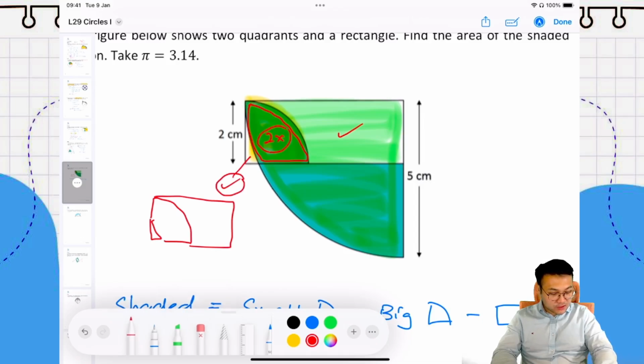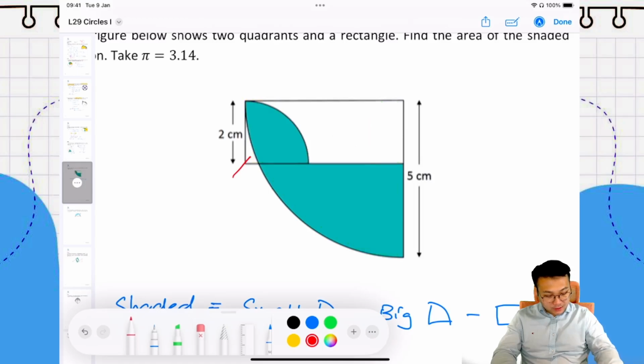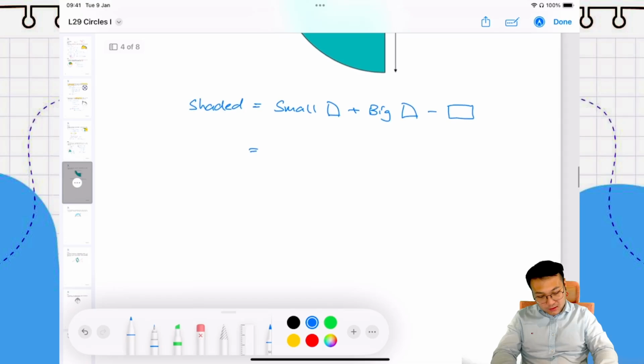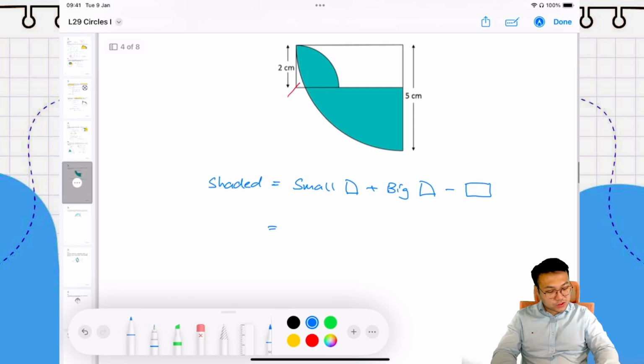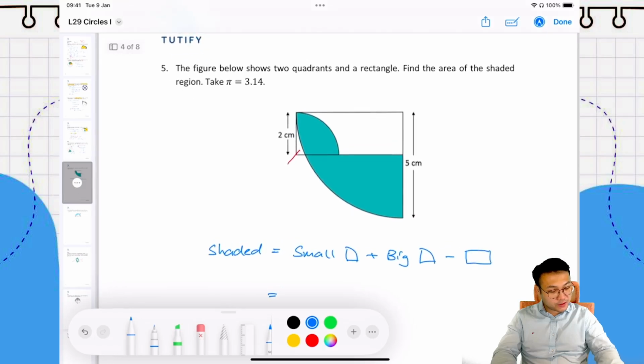You're supposed to get rid of this part and get rid of this part because they are not shaded. That's why we are getting rid of a rectangle. Okay, so that's how we do it. We take the shaded region equals small quadrant plus big quadrant minus the rectangle. Now be very careful of the radius.